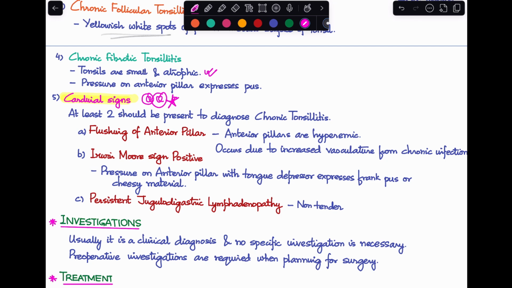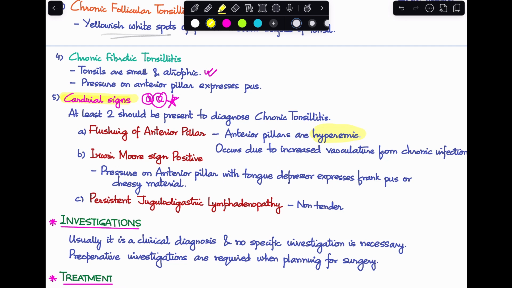First one is that there has to be the presence of a flushing of the anterior tonsillar pillar. So the anterior pillars, they are hyperemic. Why does that happen? This happens because of the chronic infection going on, there is an increased vasculature present to the anterior pillars, which is why it ends up looking flushed. So our first sign is flushing of anterior pillar.